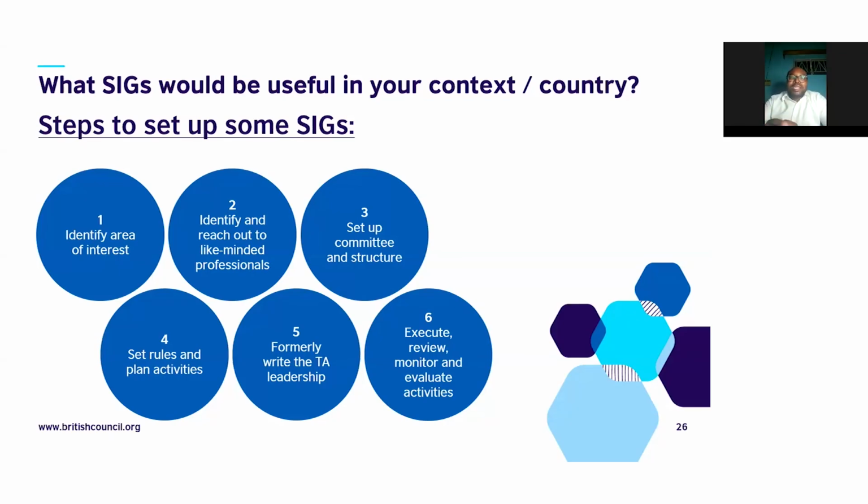After formalizing it, put the rules in place, and then involve your teacher association leadership. You set up that particular group, and then you execute your plans and have others come along. And when your activities are set in motion, you have more people to participate. Thank you so much. We can now move to the next slide.